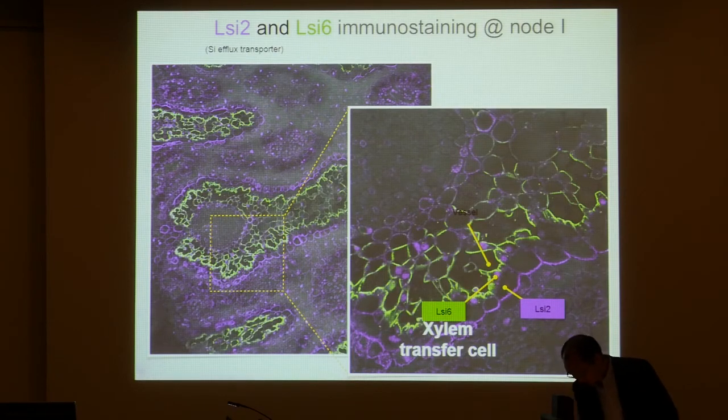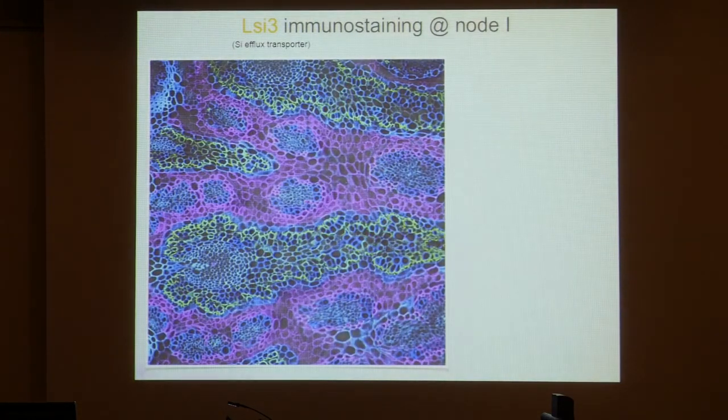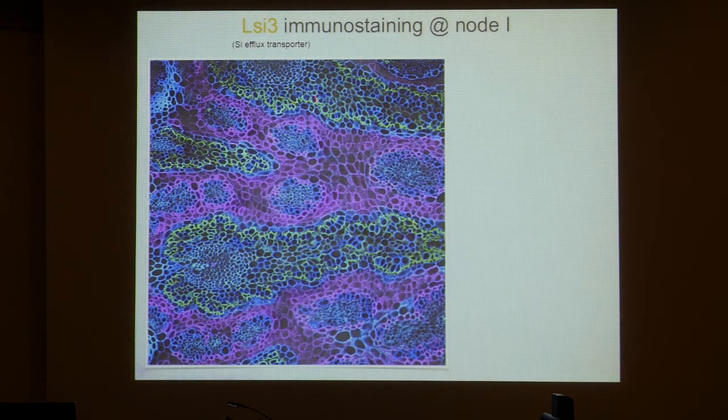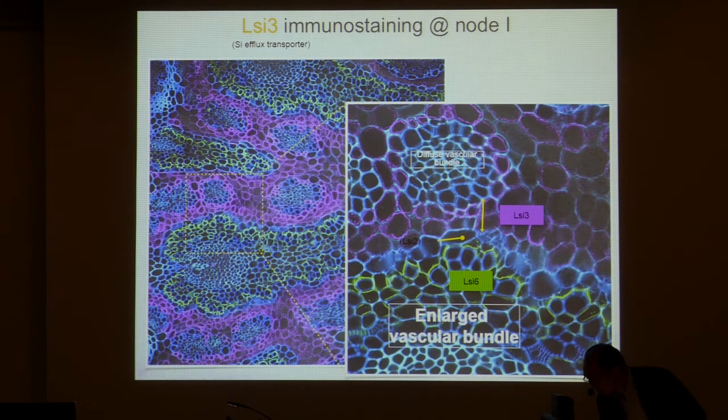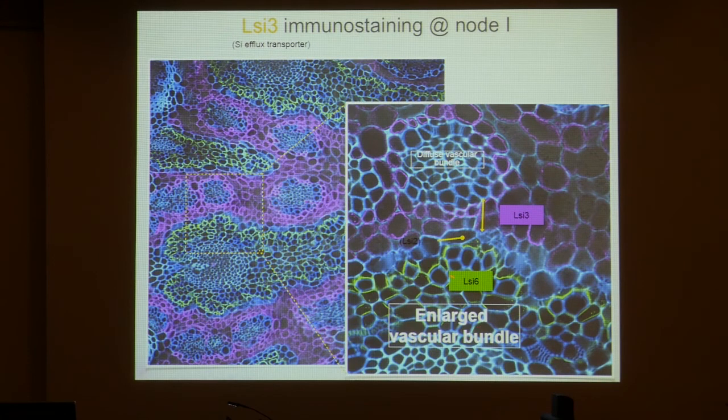And then we looked at the localization of ELISA3 by using immunostaining. As you can see here, the green color is ELISA6, and this is ELISA2. The pink color is ELISA3. You can see that ELISA3 is localized between ELISA2 and the diffuse vascular bundle. Okay?